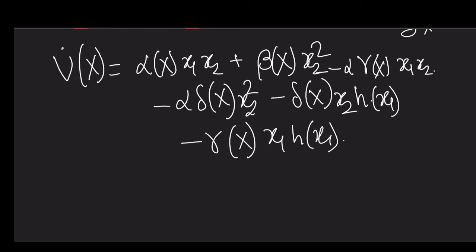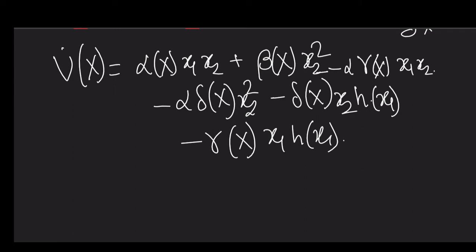This is our expression of V dot x. Now once we get this V dot x, our objective should be to keep all the sign definite terms, like those having x2 squared or x1 squared associated with them, and try to drop all the terms that have some sign change or sign indefiniteness.